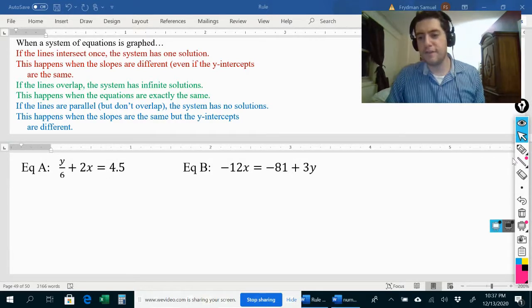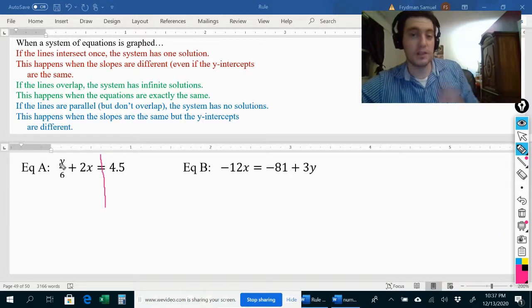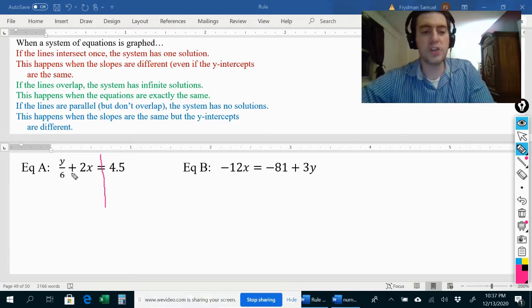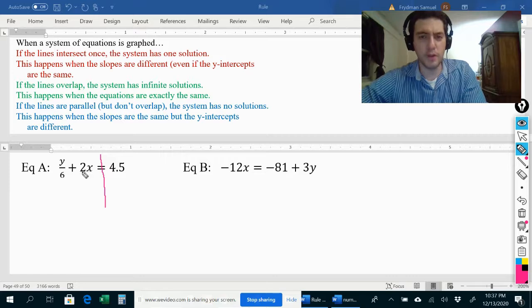So that means that for this equation, not only am I going to have to get that 6 away from the y, because I want to get the y by itself, I'm also going to have to get this plus 2x away from the y. All right, so I can do that. That's addition. The inverse is subtraction. I can subtract 2x from both sides.